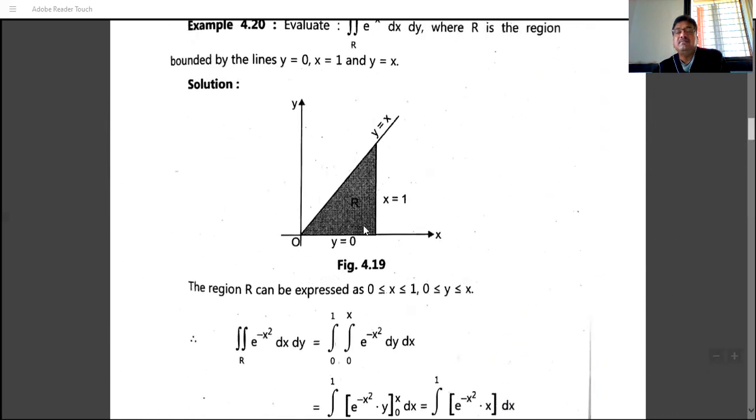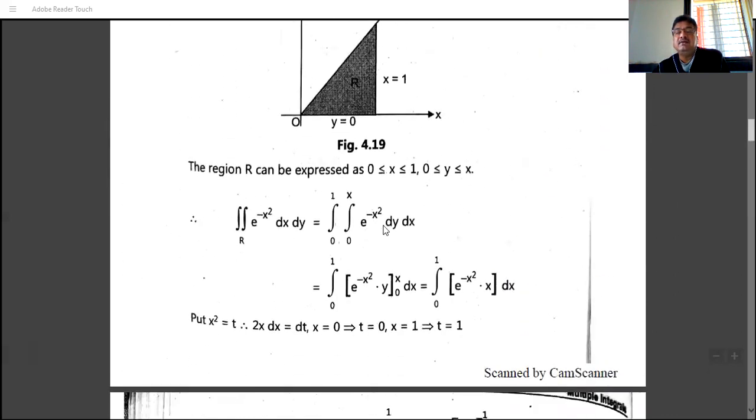So in this example, integration with respect to y first is convenient.